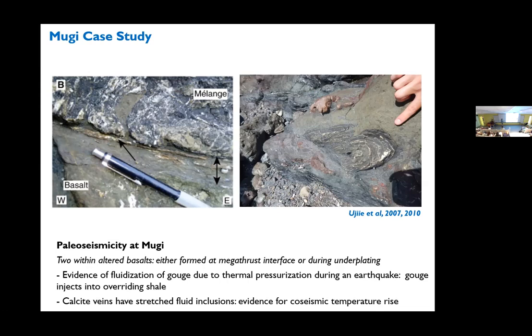And so this is hypothesized to have formed due to shear heating on the fault during the earthquake, causing expansion of the fluids and then injection of that kind of slurry up into the overlying melange. To further support that, these calcite veins have these stretched fluid inclusions in them, which are indicative of a co-seismic temperature rise right here along this space.